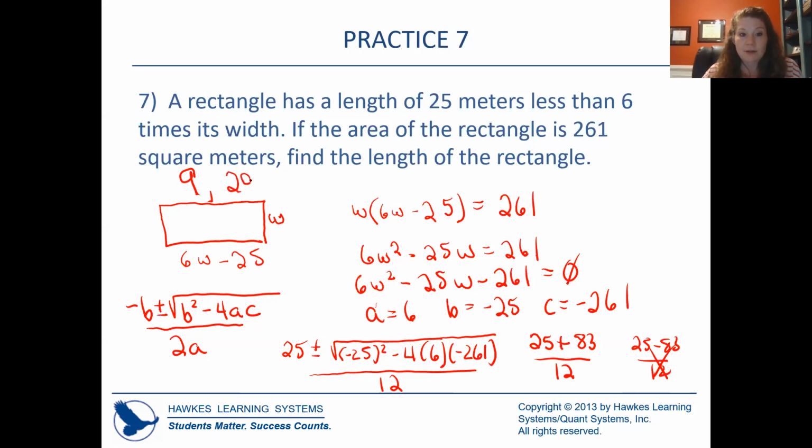So which one's going to be bigger? So 6 times 9 minus 25. So the length is 29. The width is 9. And the length, which is the question, the length is 29. Make sure it fits this part of the problem, since it's asking us for the width, excuse me, the length. Is the length 6 times the width minus 25? Well, it is now. Yep.